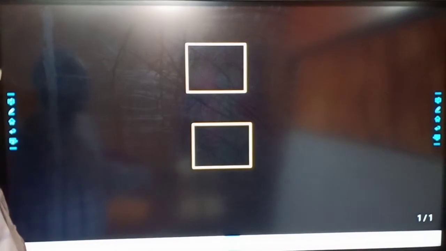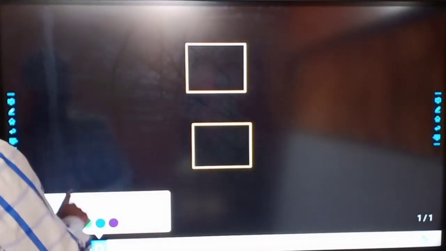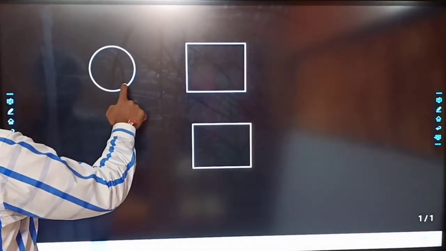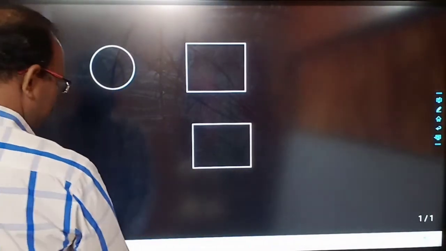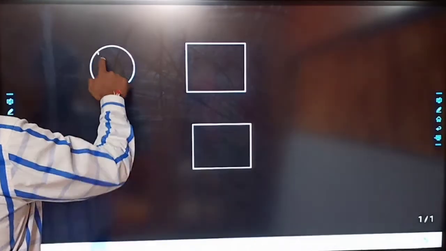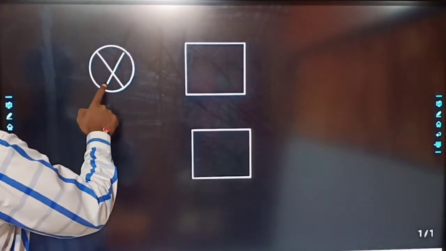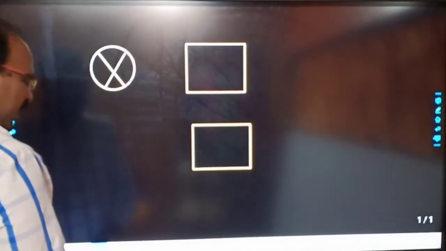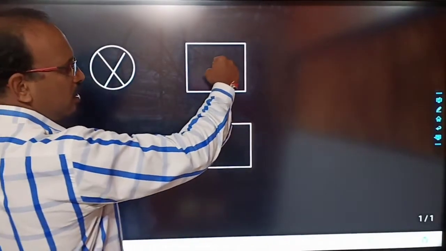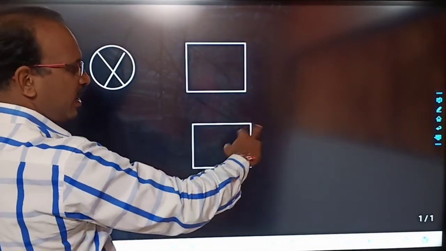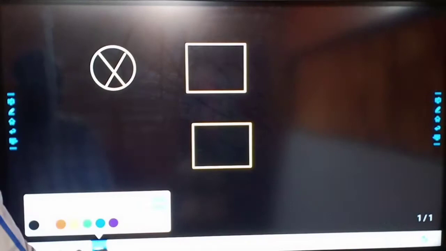And there is one summing point also. So these are the basic three blocks. One is the summing point. This is the gain, that is the forward gain. This is the reverse gain. Then how do we make the system?